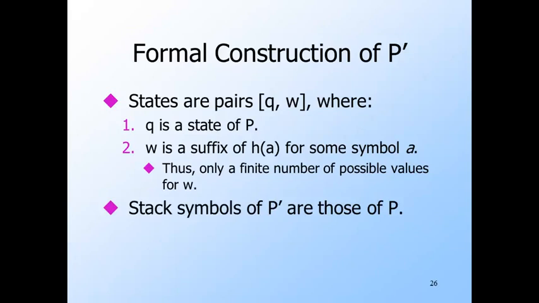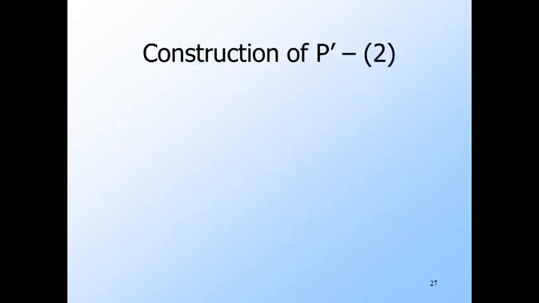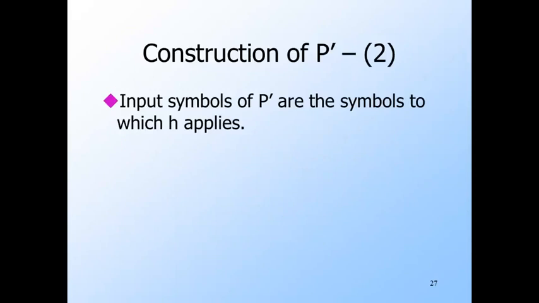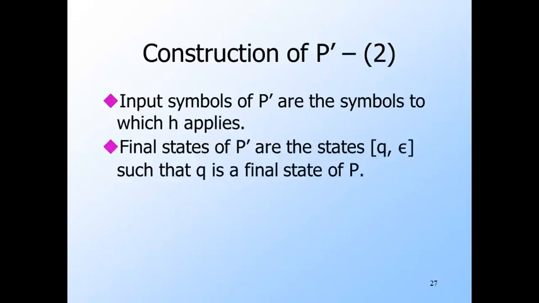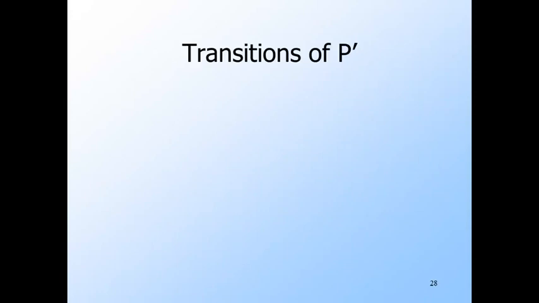The stack symbols of P prime are those of P. Moreover, as we shall see, the stack behavior of P prime mimics that of P. And the start state of P prime is Q0 epsilon, that is the start state of P paired with an empty buffer. The input symbols of P prime are those symbols A for which H of A is defined, and the final states of P prime are the final states of P paired with an empty buffer. Now we'll show how P prime simulates P by giving the transition function delta prime for P prime.